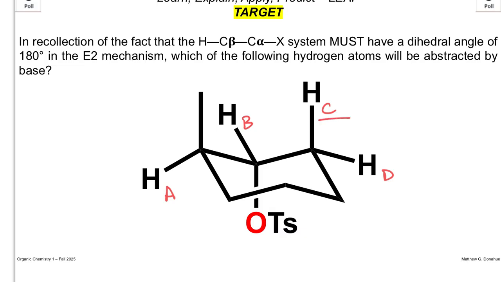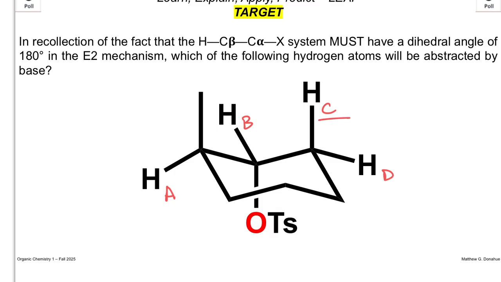So C. So what you're looking at is the reactive conformer of the 2 ground state conformers. This is the less stable one because the substituents are now axial. For an elimination in a ring, the leaving group must be axial, because that's the only way you're going to get this 180-degree dihedral angle.